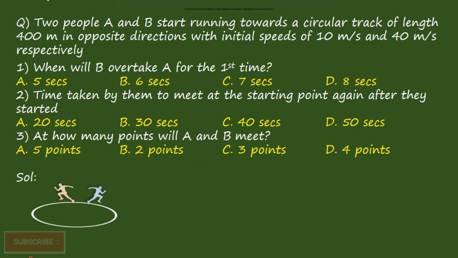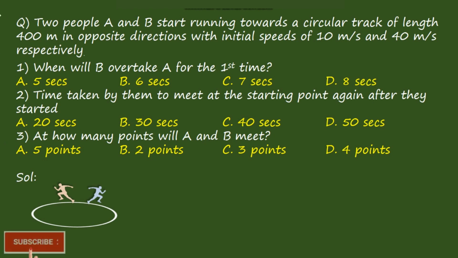Come to the next question. Two people A and B started running on a circular track of length 400 meters in opposite directions with initial speeds of 10 meters per second and 40 meters per second respectively. Now they are asking, when will B overtake A for the first time? Second one, the time taken by them to meet at the starting point again after they started. Third one, at how many points will A and B meet?